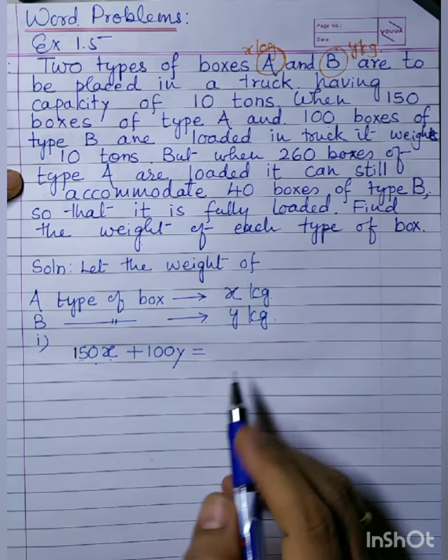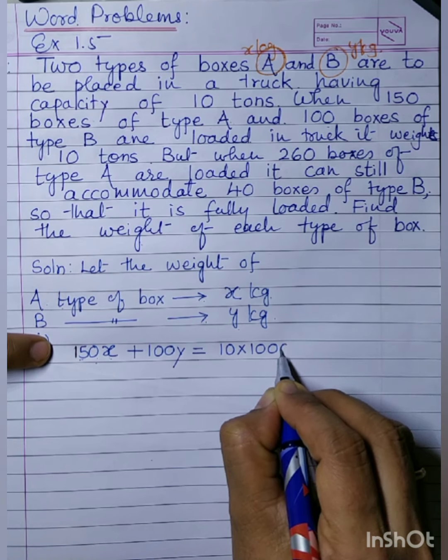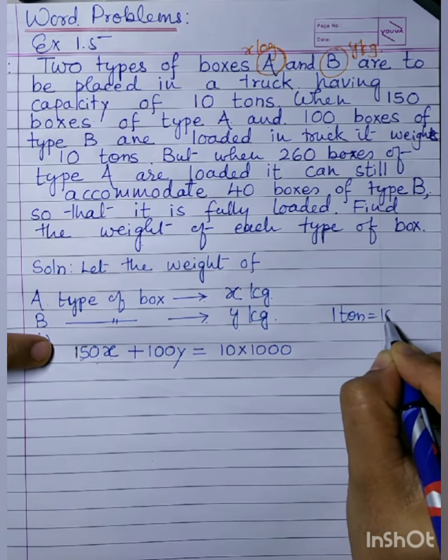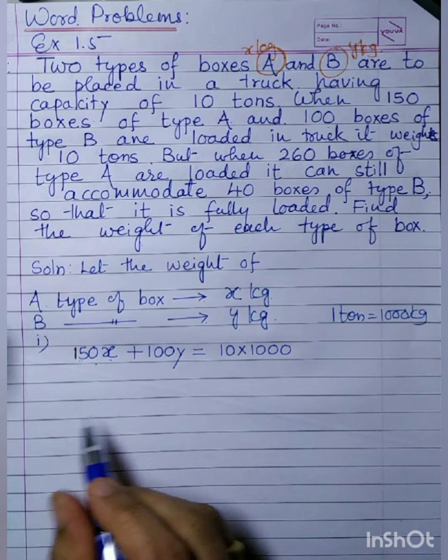And since I have assumed x and y in kilogram, 10 tons I will require to convert into kilogram. So you must know that 1 ton is equal to 1000 kg. So 10 tons will be multiplied by 1000.